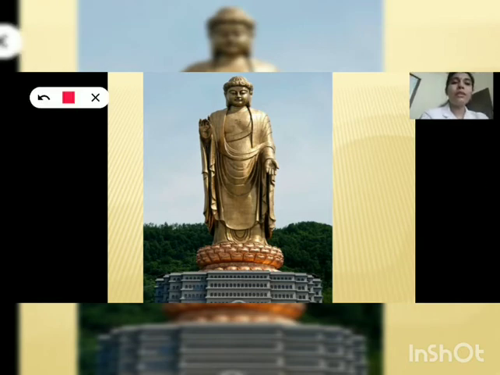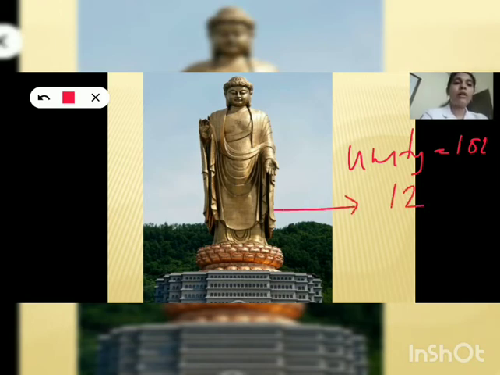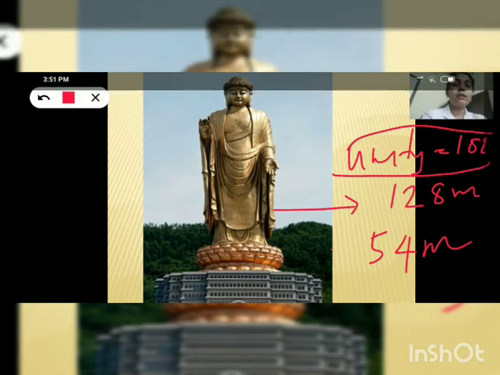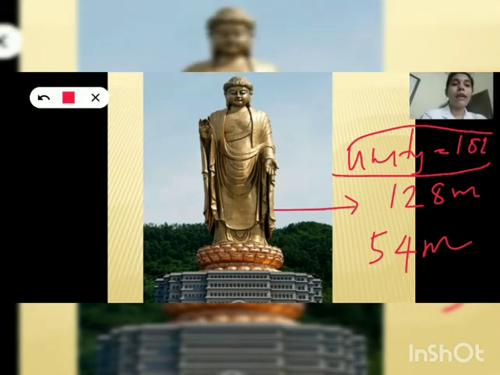The height of the Statue of Unity is around 182 meters, and the height of the statue of Buddha is around 128 meters. Okay, it's 128 meters. So what is the difference between these two statues? It is around 54 meters. That means the Statue of Unity is 54 meters taller than the statue of Buddha.